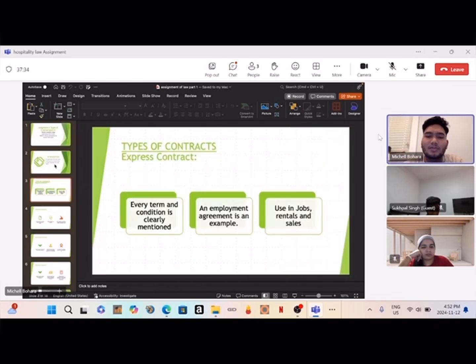So, the first one is the express contract. An express contract is a clear agreement where everything is stated upfront, either written or spoken. For example, if we sign up for a gym membership that costs $20 per month, we know exactly what we are getting and what we will pay. This type of contract is common in memberships, services, rentals, or retail, where details are spelled out.